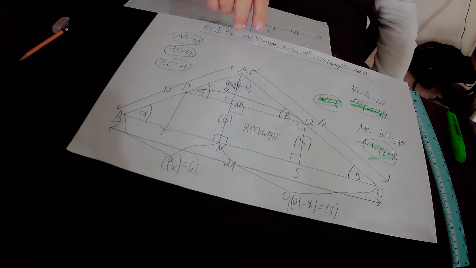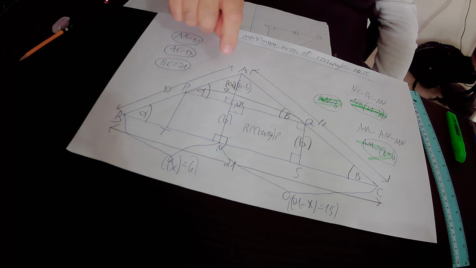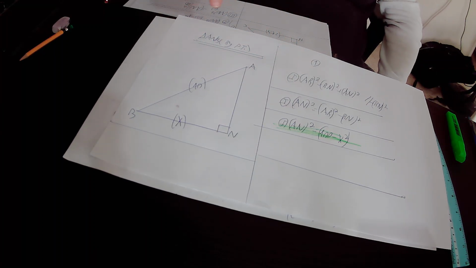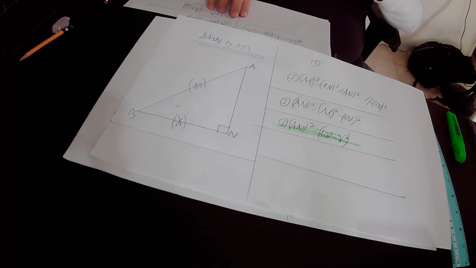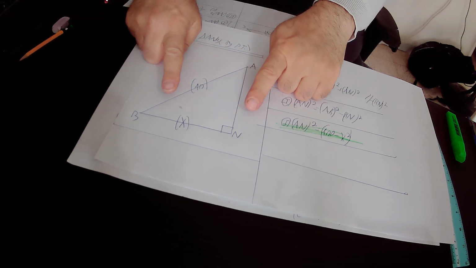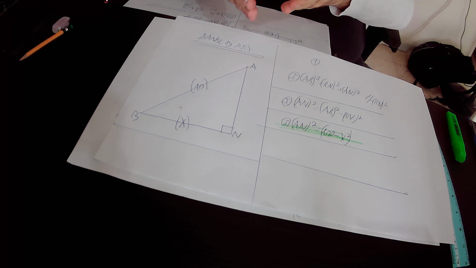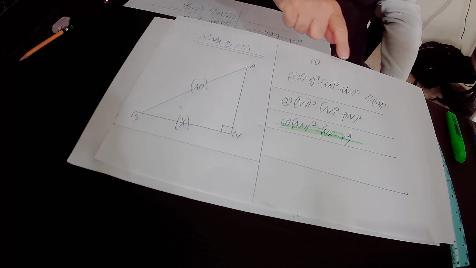In the next step, I copied this right triangle ABN in a new page and applied the Pythagoras theorem. According to the Pythagoras theorem, in any right triangle, the square of the hypotenuse equals the sum of the squares of the perpendicular sides. The hypotenuse AB equals 10, side BN equals X, and side AN is the missing side. So in right triangle ABN, AB square equals BN square plus AN square.